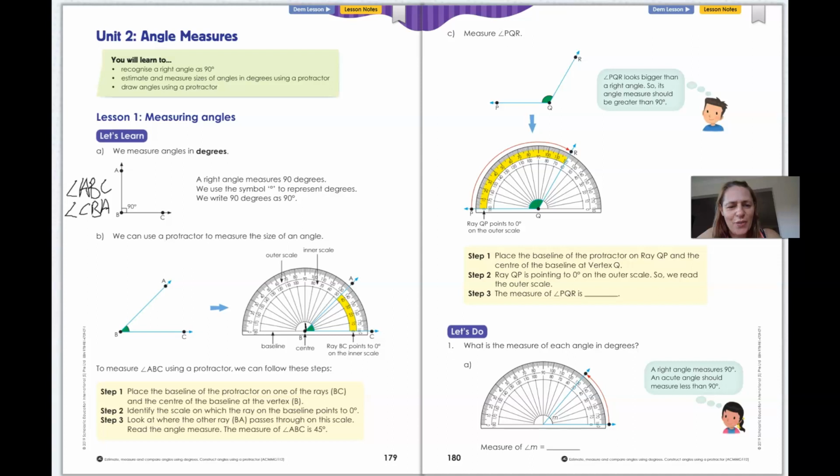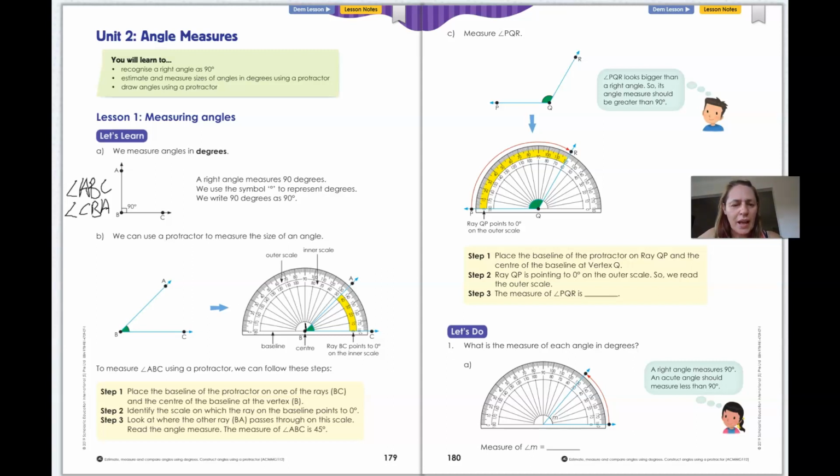Look to where the other ray, BA, passes through on this scale. So there's B and this is A. We're going to look at this blue line here, see where it passes through. It's going to be much clearer in your book. Your book is bigger than the screen, so just look at your book. Pause me and have a look at your book.